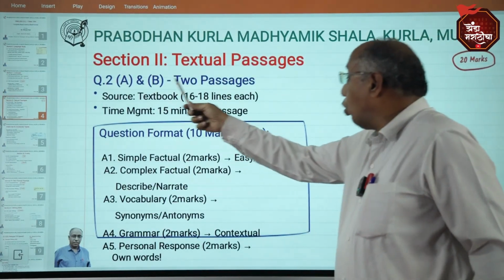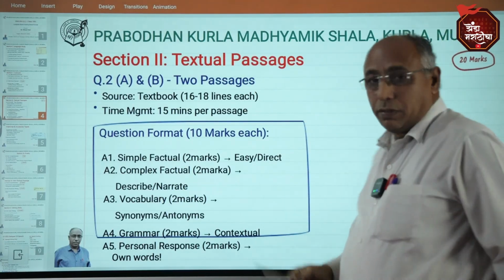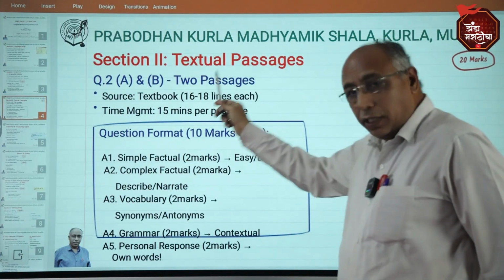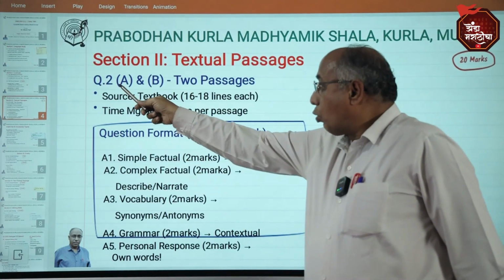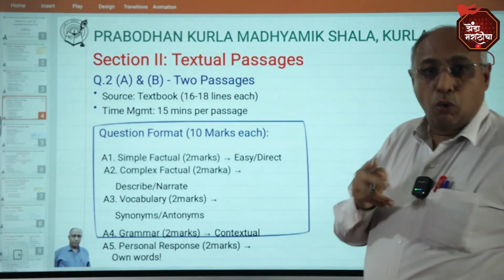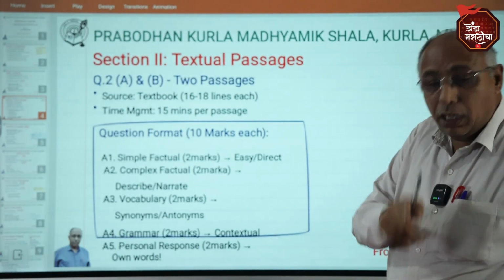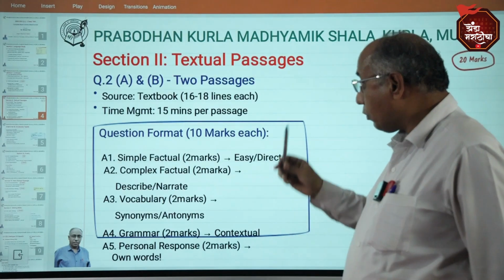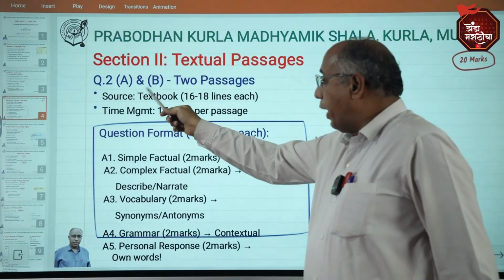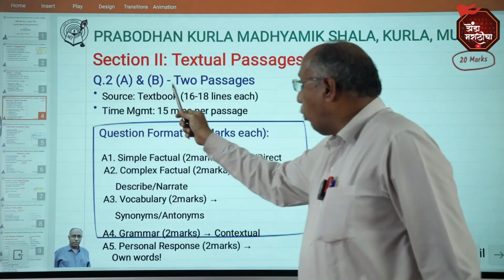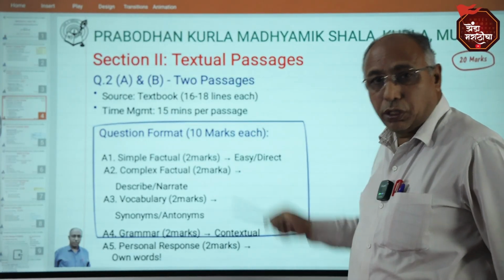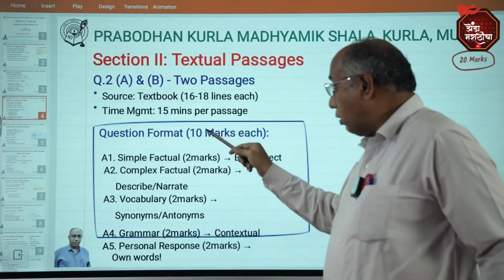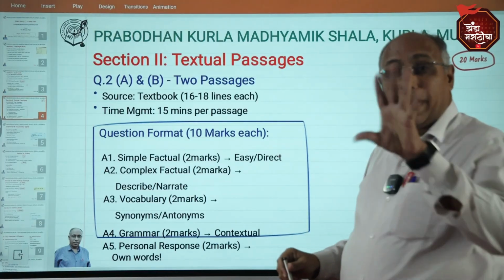Students, section 2 is textual passages. These passages will be asked from your textbook that you study the whole year. This section includes question number 2, and that will be divided in 2 parts, means 2 passages will be given and you will complete the activities. These are given in your activity sheet. Question number 2A will carry 10 marks and question number 2B will carry 10 marks, means the whole question will carry 20 marks. Activities asked in these passages will be of 5 types.